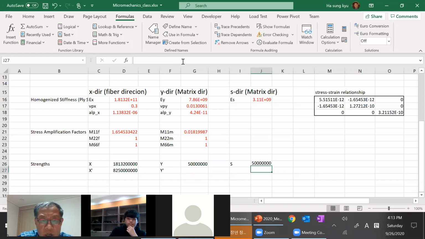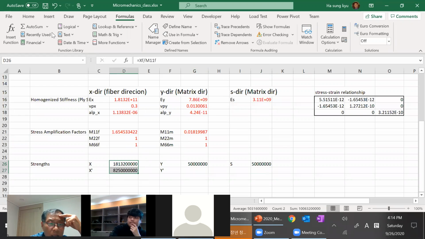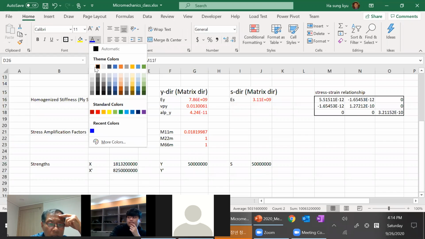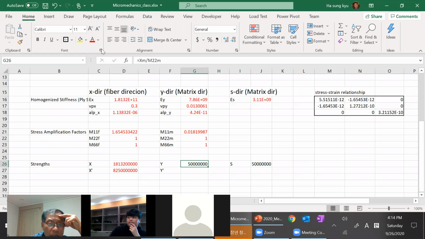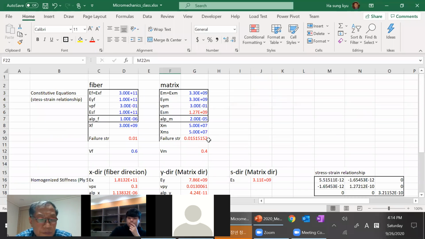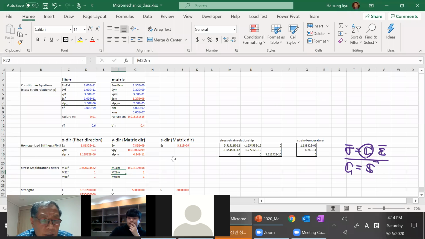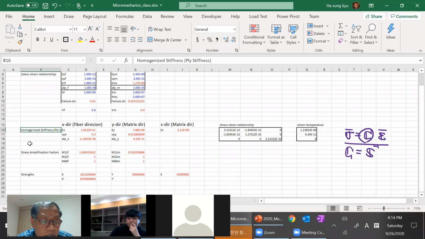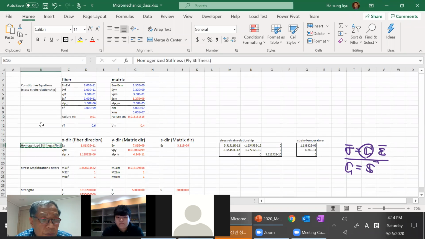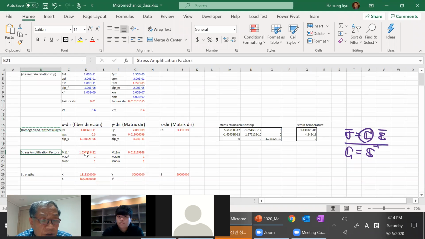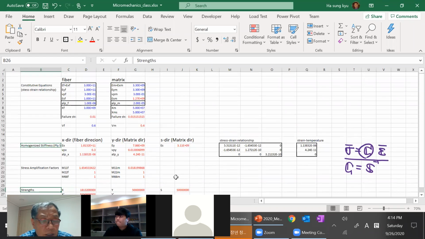Well, this theory is not complete, but I just like to have a complete set of the parameters so that later you can update one by one. So here is the composite homogenized material property. And here is the stress amplification factors. And here is the strength in fiber and transverse direction and so on, right?